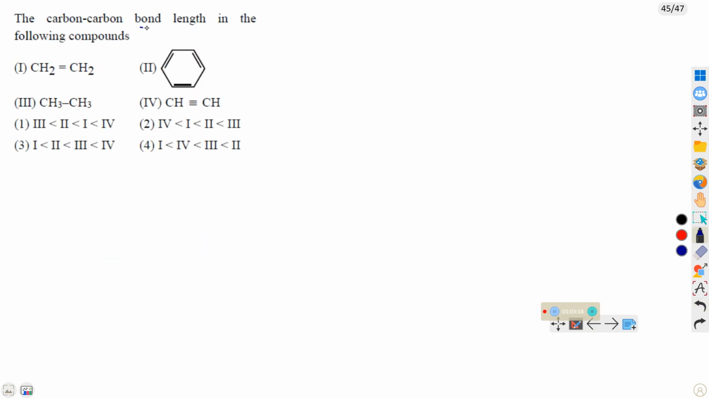Carbon-carbon bond length. Bond order is inversely proportional to bond length. Here a triple bond is present between carbon and carbon. Bond order value is high, so bond length is lowest. Where a single bond is present, bond order value is less, so bond length is highest. So highest 3, lowest 4. Only one option is there, fourth option.